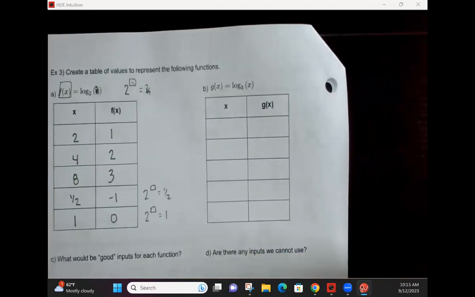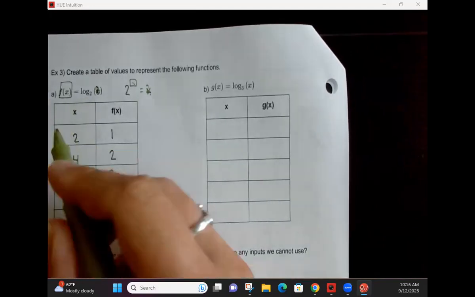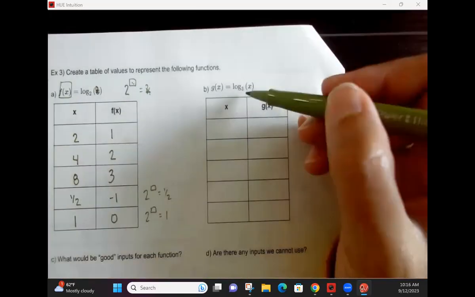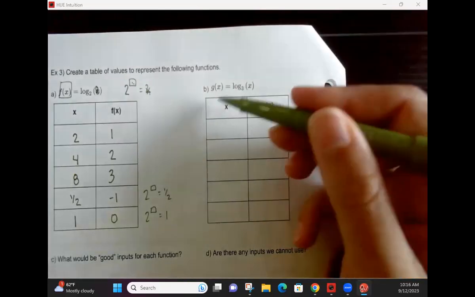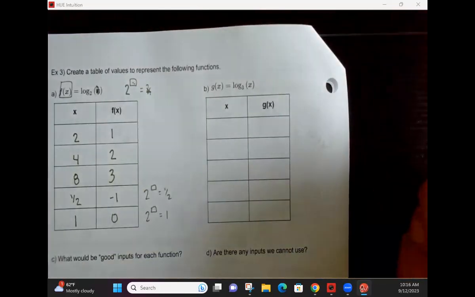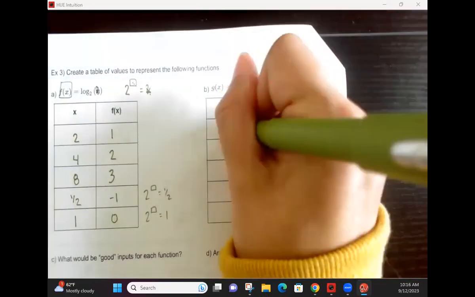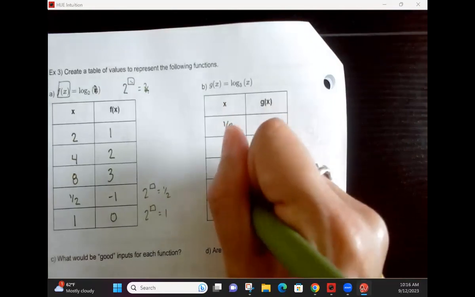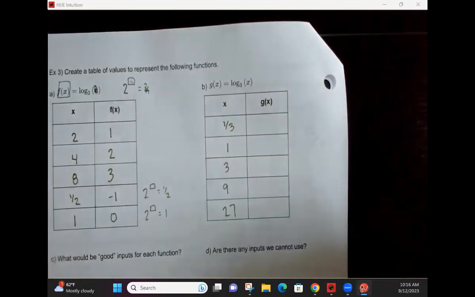For B, same idea. So here where our base for our log was 2, we picked x values that were powers of 2. For B, where our base is 3, what kind of numbers do you think we want to pick for x values? Powers of 3, right? So I might want to pick maybe 1/3. 1 will also work. 3, 9, 27. I could do 1/9 if I wanted to go sort of back the other way.